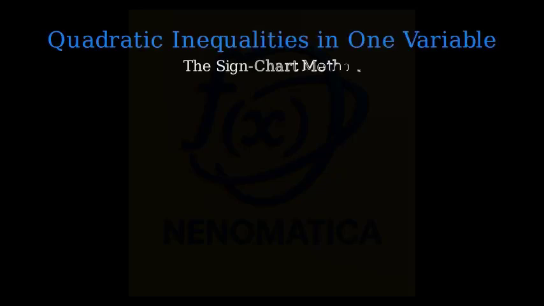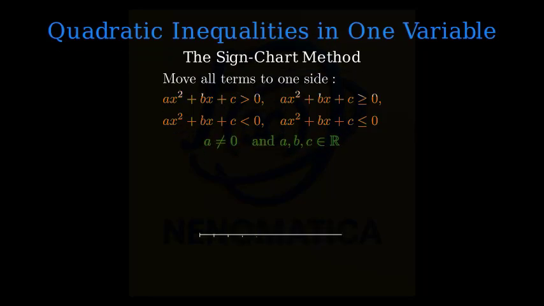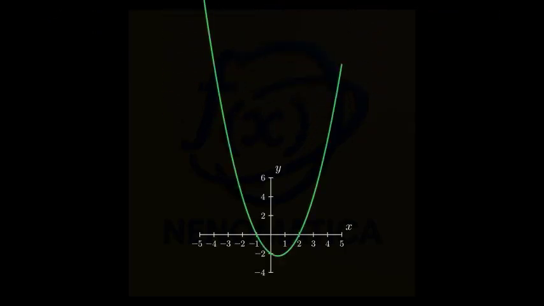Welcome! In this lesson, we master quadratic inequalities in one variable using an intuitive sign chart method. First, we move everything to one side to get a standard form. The leading coefficient must be non-zero. Visually, the inequality p of x less than or equal to 0 means the graph sits on or below the x-axis. For this upward opening parabola, the function is below 0 between the two x-intercepts. That is exactly the solution to p of x less than or equal to 0.